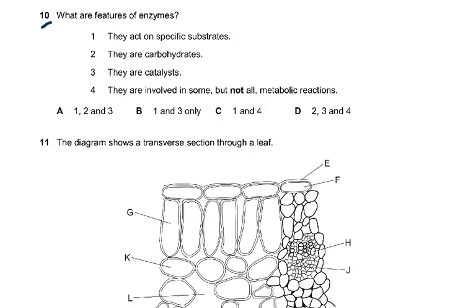Now coming to question number 10, what are features of enzymes? They act on a specific substrate. Now this one is correct. So whichever one does not have one, that is wrong. So this one is wrong. Then it says they are carbohydrates. Now this is wrong. So if there's any two, that is also wrong. So this is wrong. There's no other two. That was two, so that is wrong as well. Then they are catalysts. Yes, that's right. They're involved in some but not all metabolic reactions. No, we don't know that. So the answer is B, 1 and 3 only.